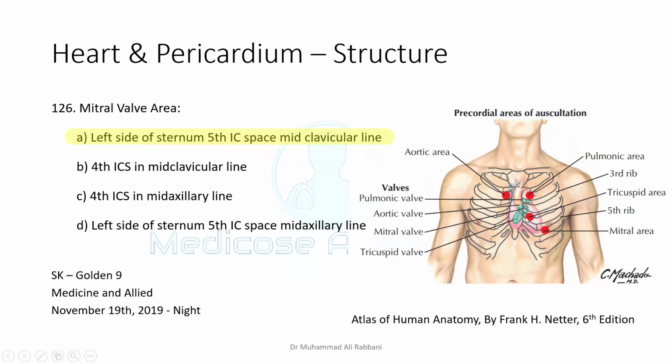The tricuspid valve can be heard at the fourth intercostal space just lateral to the sternum. The aortic valve is heard at the second intercostal space just to the right of the sternum. The pulmonary valve is heard at the second intercostal space just to the left of the sternum. All of the other surface markings are shown in green. I'm not going into the details of the actual surface marking.